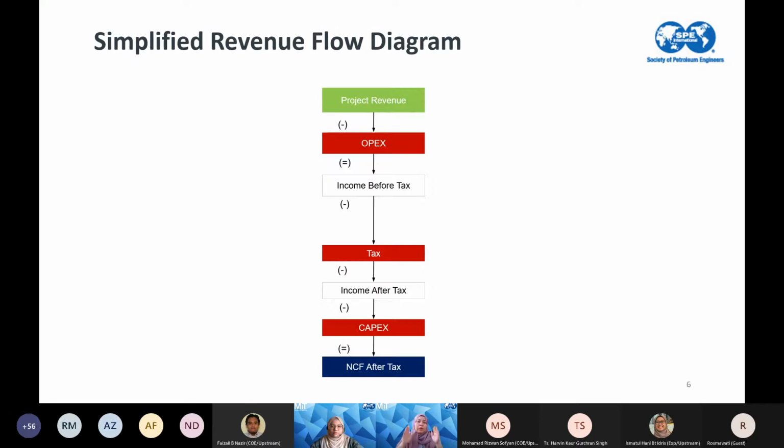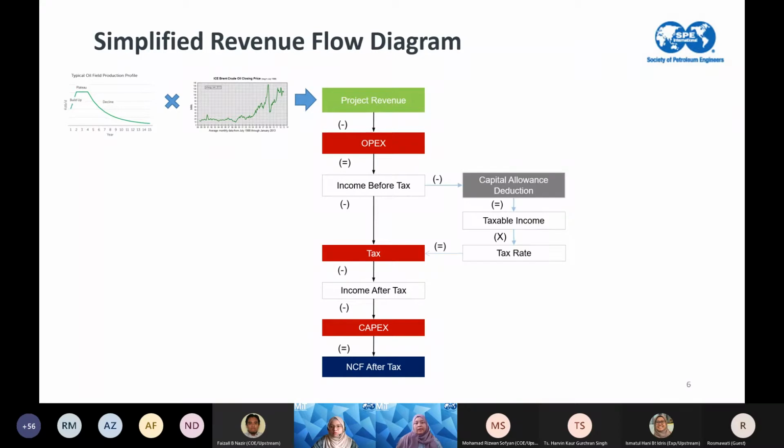Okay, so how do we simplify this in our head? It's not enough to just say cash flow equals cash in minus cash out. So how do you think about this? How do economists think about this? We typically draw out a revenue flow diagram. Okay, and this is something relatively straightforward. So it's essentially project revenue, which is production times price, right? To give you revenue, then you take away OPEX, which is your operating cost, to get income before tax.